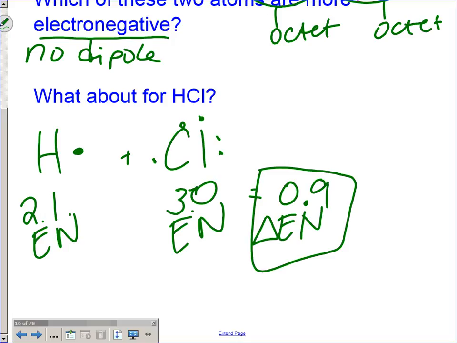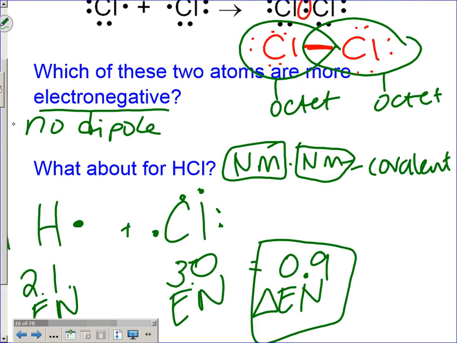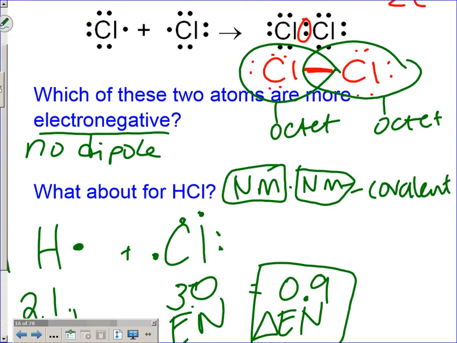Okay, so we can predict that this is going to be a covalent bond because it's a non-metal, right? Hydrogen's a non-metal, and chlorine's a non-metal. So we know that's going to be a covalent bond off the bat. But covalent has 2 varieties. Polar covalent, unequal sharing of electrons, and non-polar covalent, equal sharing of electrons. What was the chlorine example representing? Polar or non-polar? Say loud and proud. Non-polar.